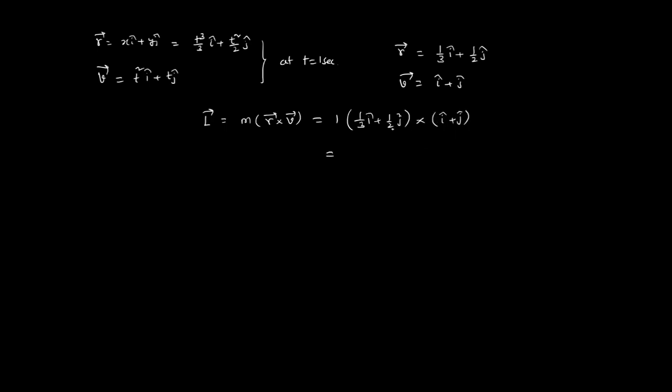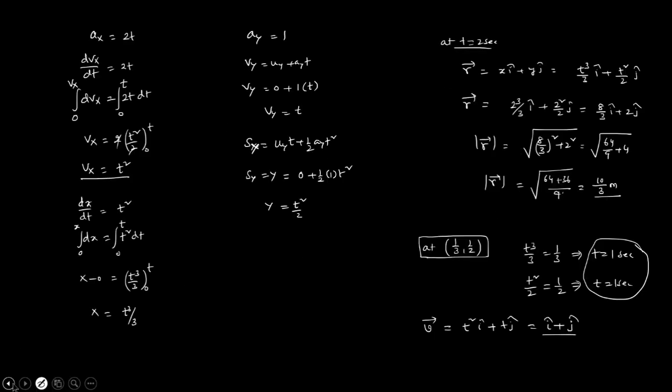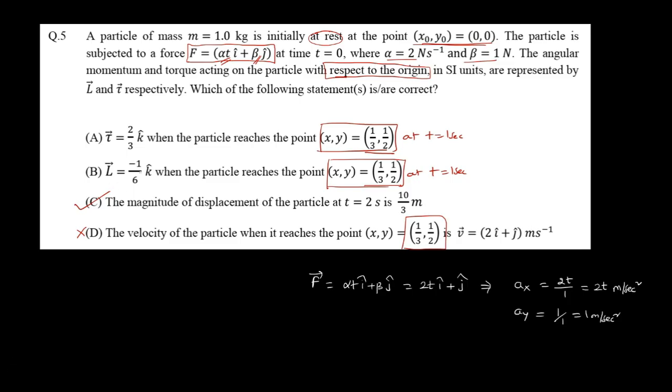Then i cross i is 0, then 1/3 i cap cross j cap, okay, plus 1/2 j cap cross j cap is 0. So 1/2 j cap cross i cap. Then how much will it be? 1/3 i cross j is k cap, and this is 1/2 into minus k cap, since j cross i is minus k. So this is 1/3 minus 1/2, which is minus 1/6 k cap. This is L bar, the angular momentum vector. So minus 1/6 k cap, yes. So B option will be correct.